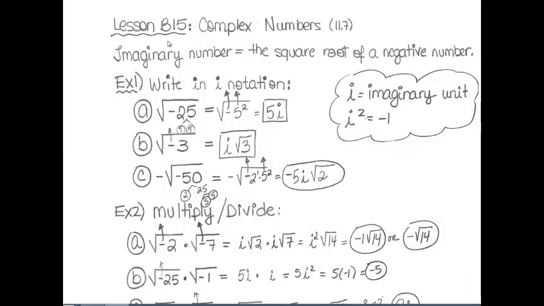Hello, this is going to be lesson B15, complex numbers. It's found in section 11.7 of your textbook. We're going to talk about imaginary numbers, and the definition of an imaginary number basically is the square root of a negative number.